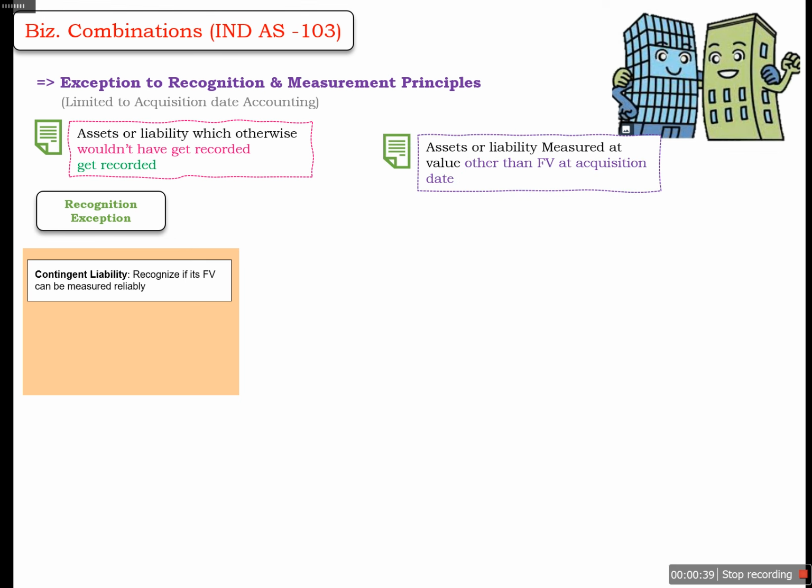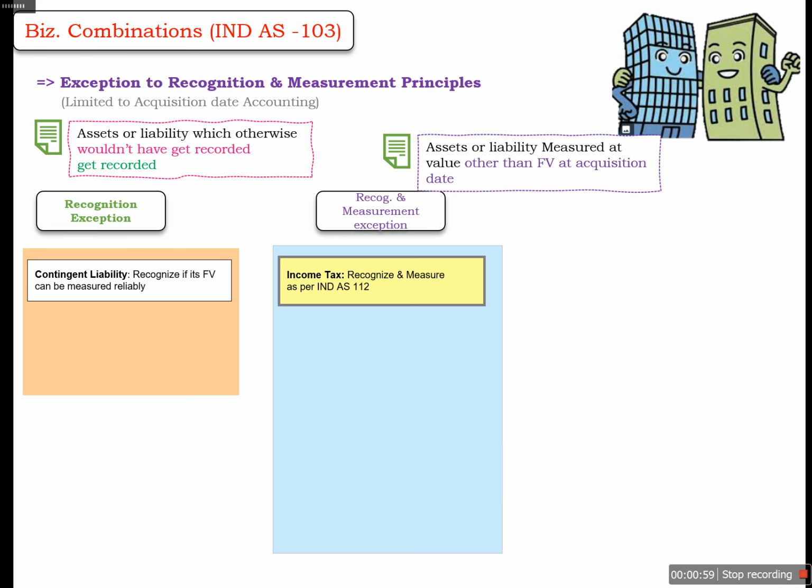And the second category is where assets and liabilities are measured at a value other than the fair value at the acquisition date. As we know, all the transactions in business combination are measured at fair value at the acquisition date, but in these transactions, the liabilities and assets are not measured at fair value.